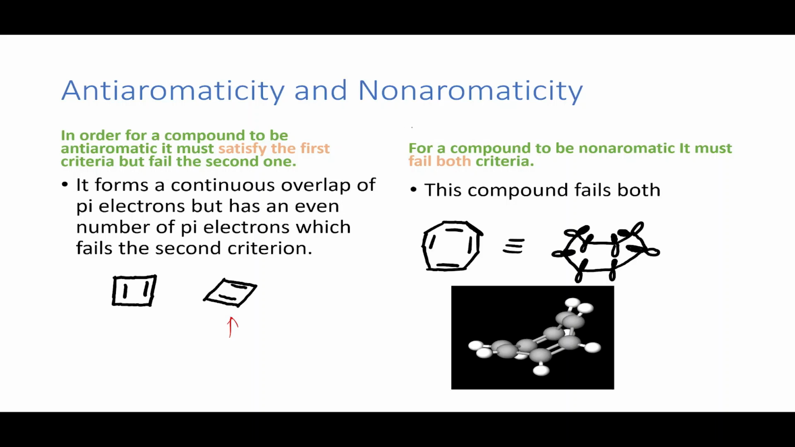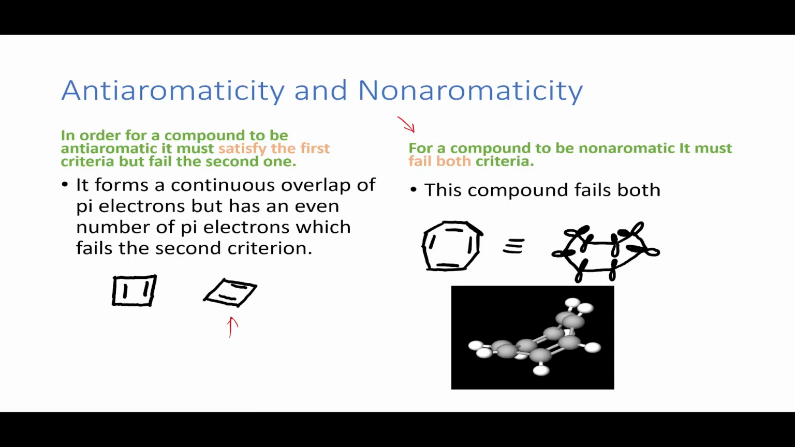Now, pay attention to this. For a compound to be non-aromatic, it must fail both criteria, and this compound fails both. Now you might be thinking, wait a minute, that looks planar to me. No, it is actually not. So first of all, it is conjugated. But that conjugation gets interrupted because this part puckers out like this. As you can see, it is not planar, so that interrupts the conjugation and it doesn't fully meet the requirement.